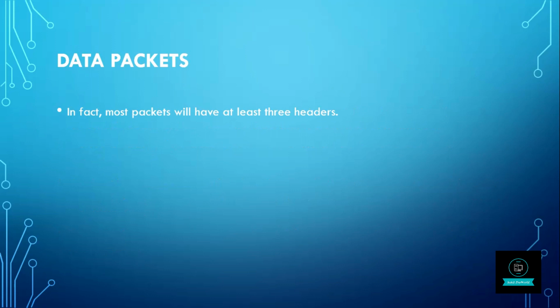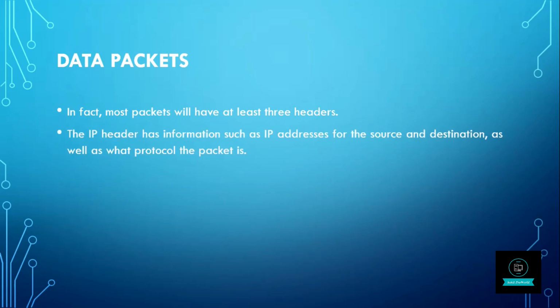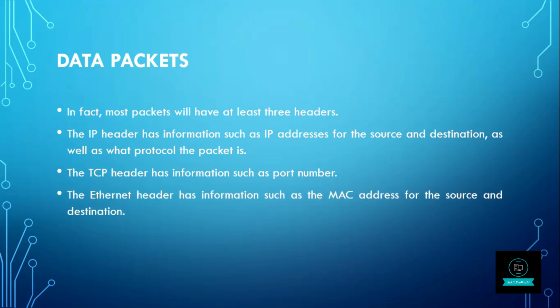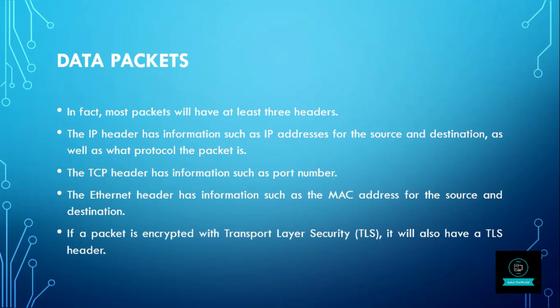In fact, most packets will have at least 3 headers. The IP header has information such as IP address for the source and destination as well as what protocol the packet is. The TCP header has information such as port number. The Ethernet header has information such as the MAC address for the source and the destination. If a packet is encrypted with transport layer security, it will also have a TLS header.